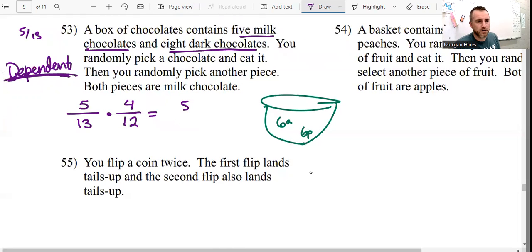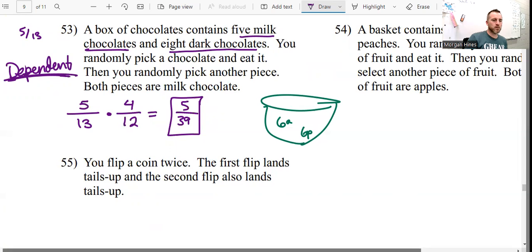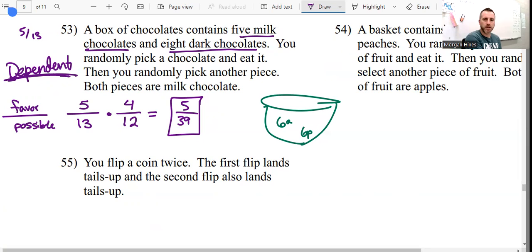There is a 5 out of 39 chance that happens, that I get both milk chocolate. Another way of thinking of it is favorable outcomes over possible outcomes. So this is, again, the fundamental counting principle, but you're counting two separate things.